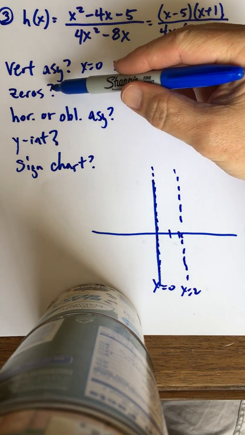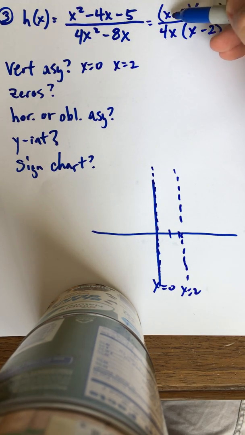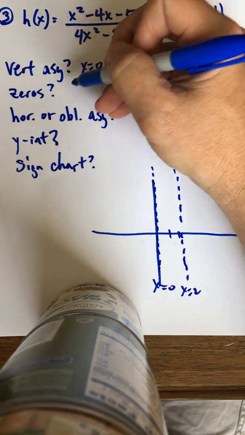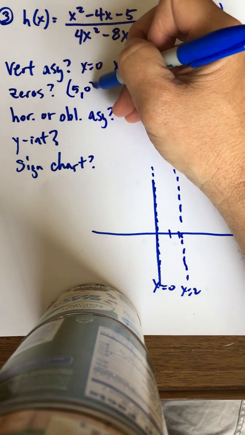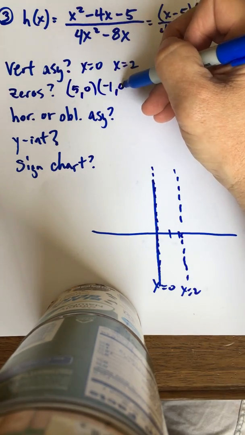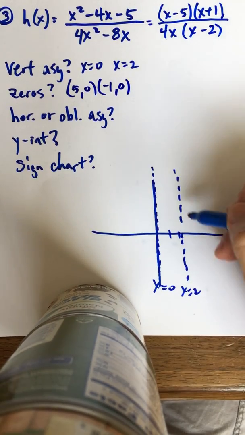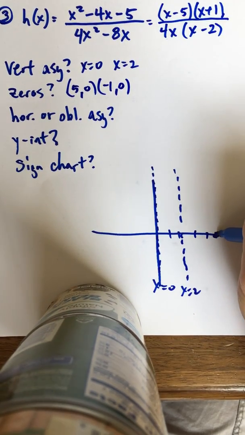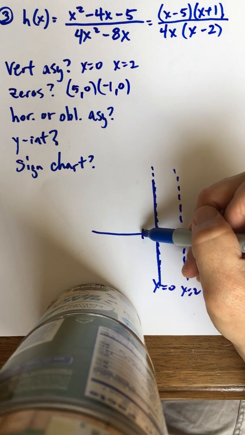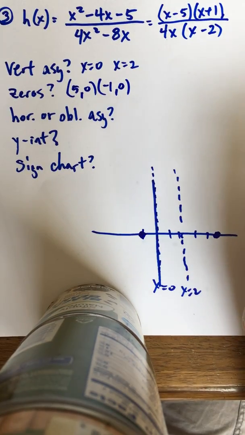Now go through and find your zeros for this. Your zeros are whatever makes the top 0. That's going to be 5, 0, and it's going to be negative 1, 0. So at 5, 0, there's a point, and at negative 1, 0, there's a point on the graph.